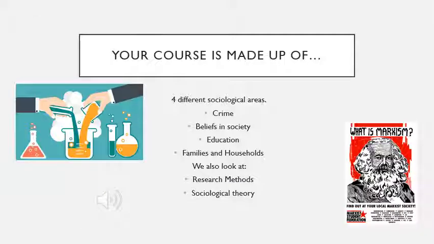Right, so your course is made up of 4 different sociological areas. We're going to be looking at crime, beliefs in society, education and families and households. And then alongside this, we're going to be looking at research methods and sociological theory. Sociological theory is things such as Marxism, functionalism. Research methods are your experiments, your interviews, your observations, how we conduct sociological research.